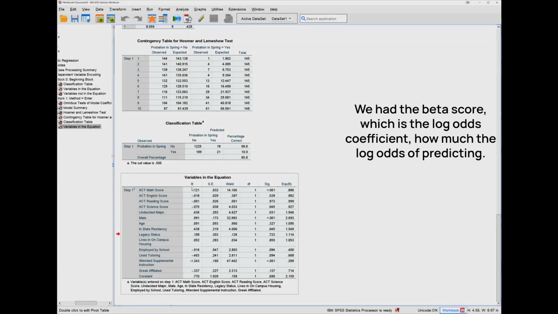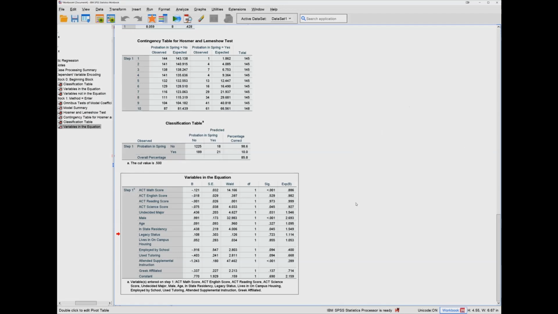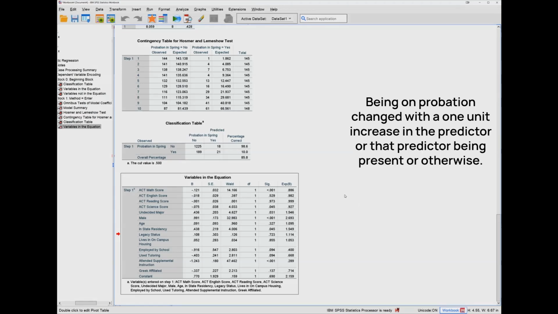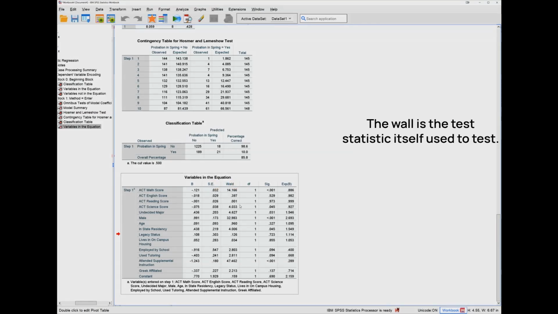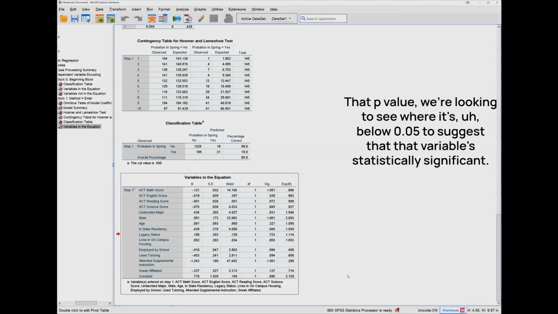So we have the beta score, which is the log odds coefficient: how much the log odds of being on probation change with a 1 unit increase in the predictor, or that predictor being present or otherwise. The standard error is the standard error of the coefficient. The Wald is the test statistic itself used to test if the beta is significantly different from zero. And that converts to that significance value, that p-value. We're looking to see where it's below 0.05 to suggest that the variable is statistically significant.